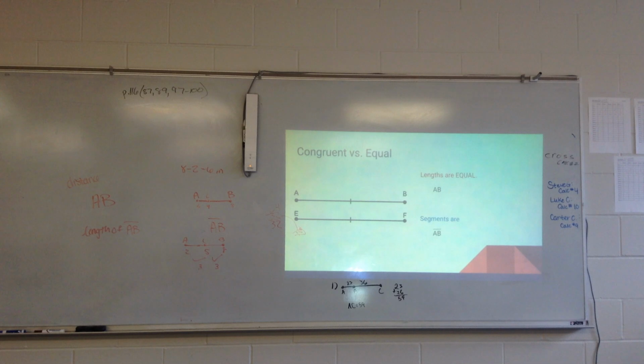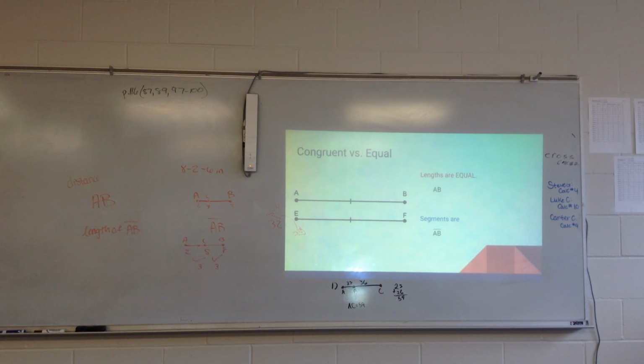I'd write this down. This is something important to write down. Lengths are equal because they represent numbers. Now, segments then are what? Congruent. Do you know why segments are congruent? Because they aren't measured, they aren't a length. There's no exact measure, it's just a figure. Like if we had two triangles, we can't say they're equal because we don't know the distance of them, we don't know exactly. So we say figures are congruent.